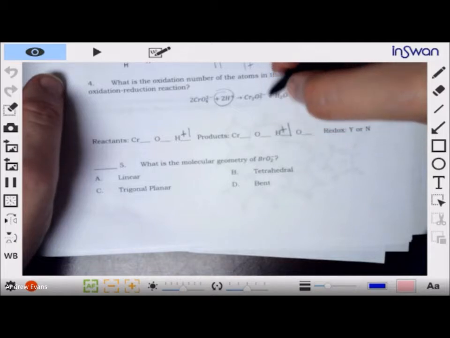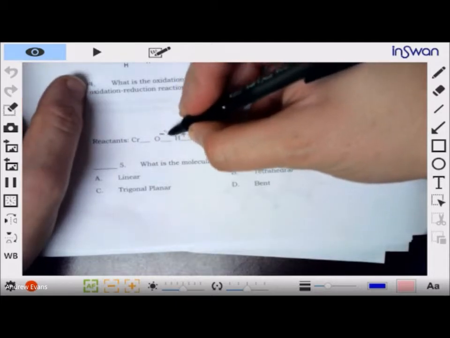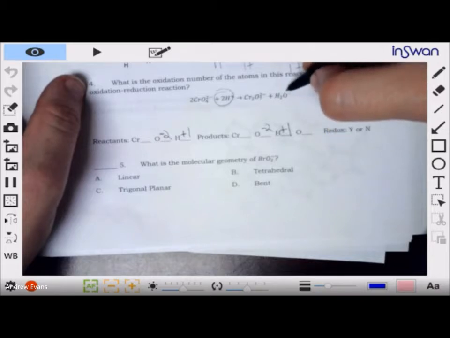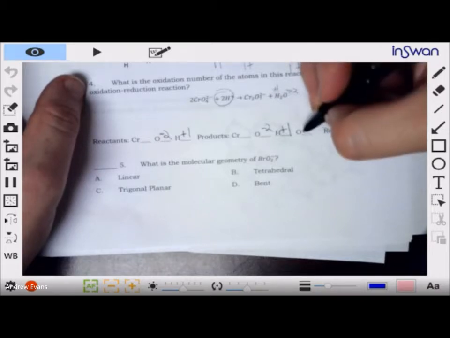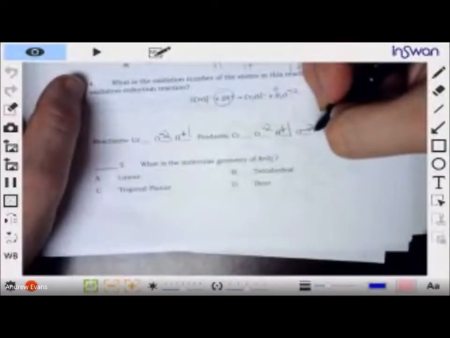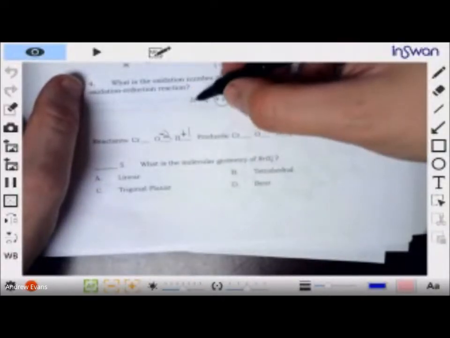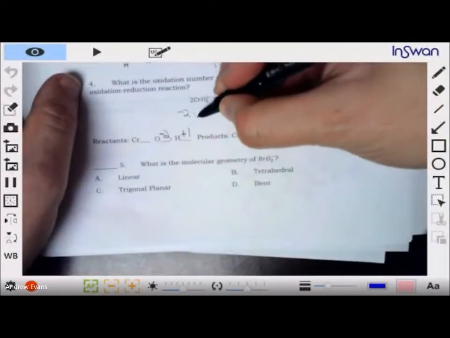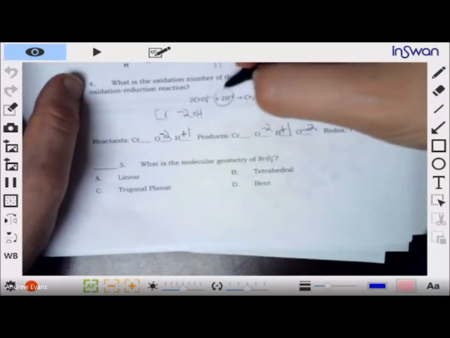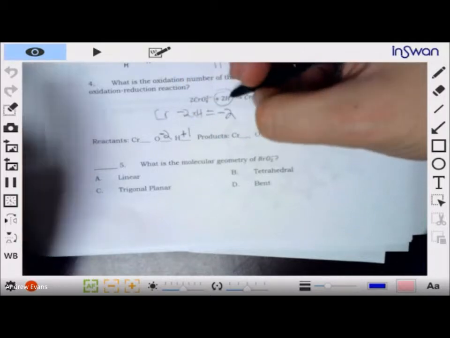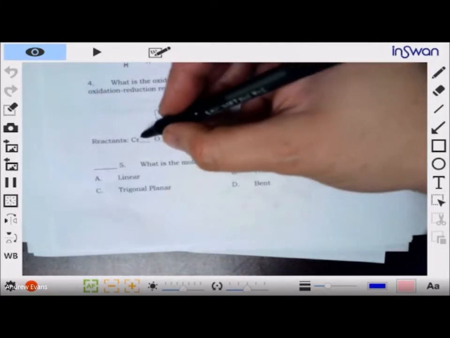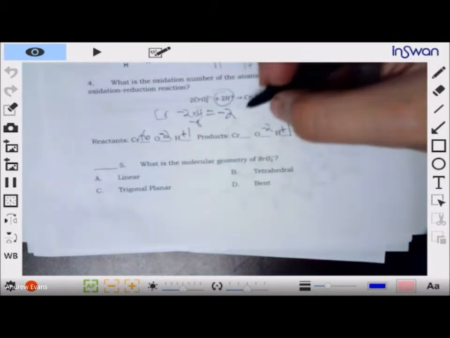Now O within a compound, except for a few rare cases, is going to be minus 2. In this case, this is also minus 2. It's minus 2 and plus 1. So oxygen does not change. Now let's look at chromium. If this is minus 2, negative 2 times 4 plus chromium must equal negative 2. So negative 8 plus chromium would equal negative 2. So chromium has to be plus 6.